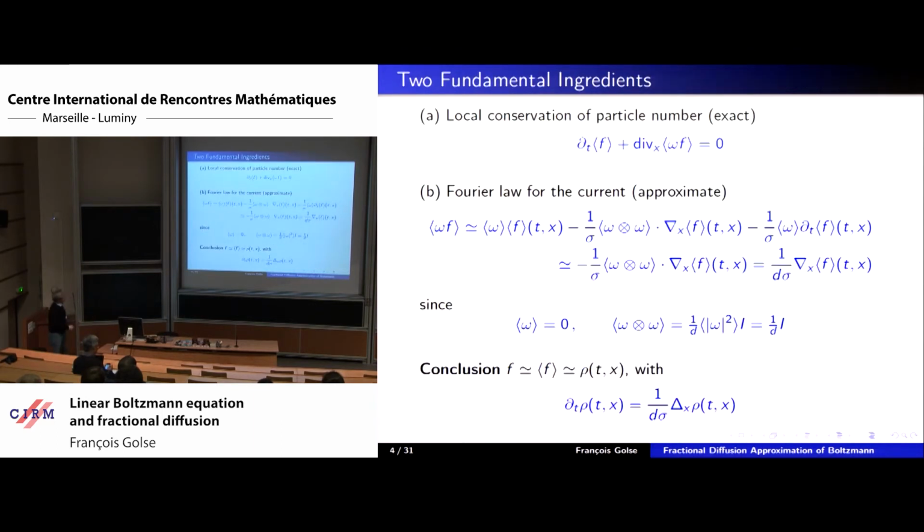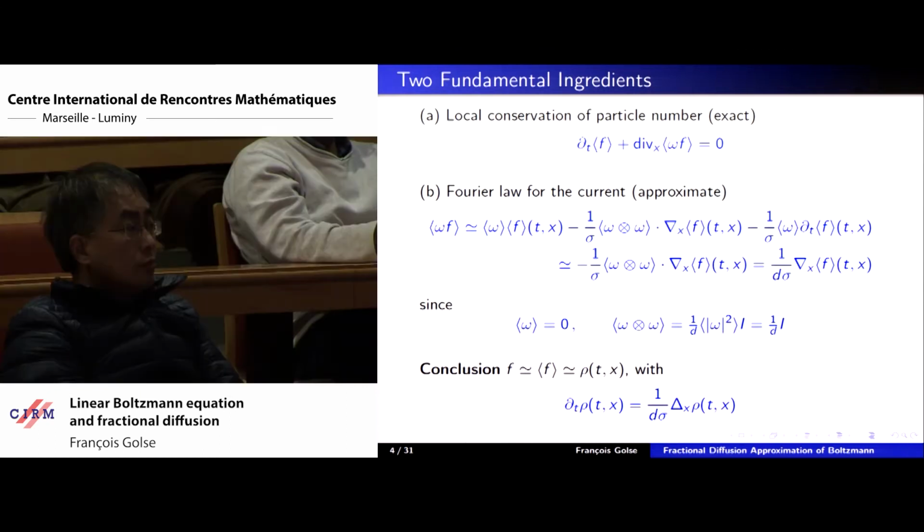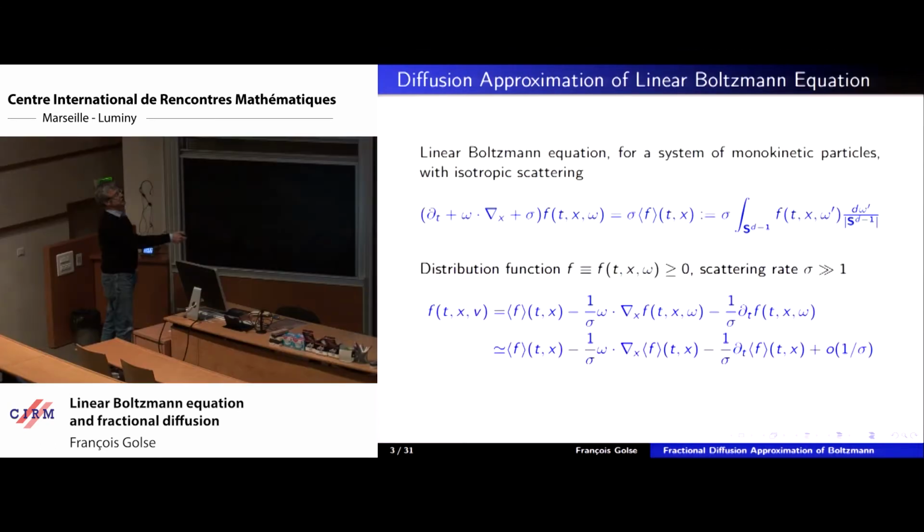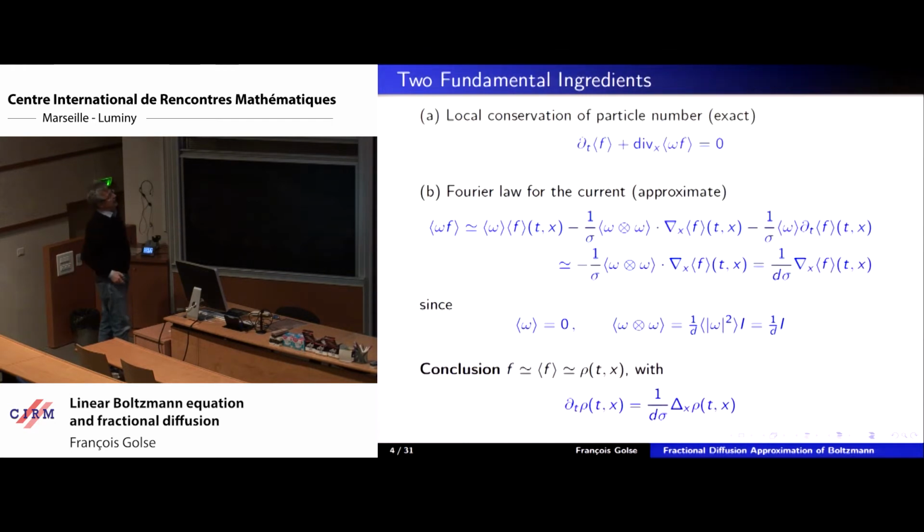And the item B is to derive the Fourier law for the current. So in other words, you want to be able to say that the average of omega f has to be proportional to the gradient of the average of f, right? And this you see by returning to this approximate formula for f, and you see that if you compute the current, omega f, and if you average, the first term here is going to go away. So this is the computation that you see here, and you see that the average of omega f, to leading order, is going to be proportional to the gradient of the macroscopic density.